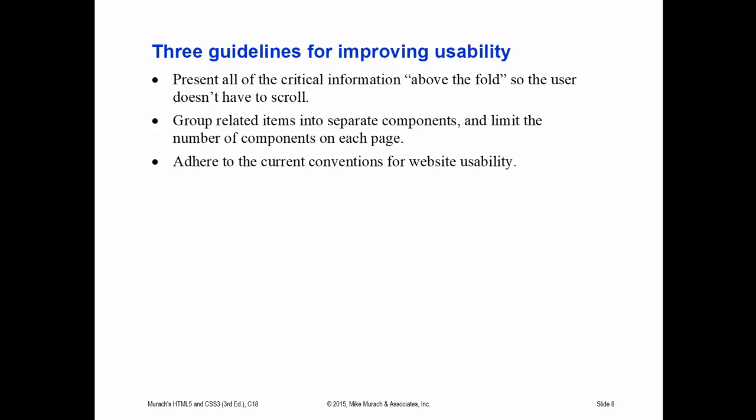Some guidelines for improving usability. The first one they talked about earlier in the book was this critical information above the fold. And again, this goes back to the days of an old-fashioned newspaper that was folded in half. And the most important information was on the top half. Group related items into separate components, but yet limit the number of components on each page. Adhere to current conventions for website usability.